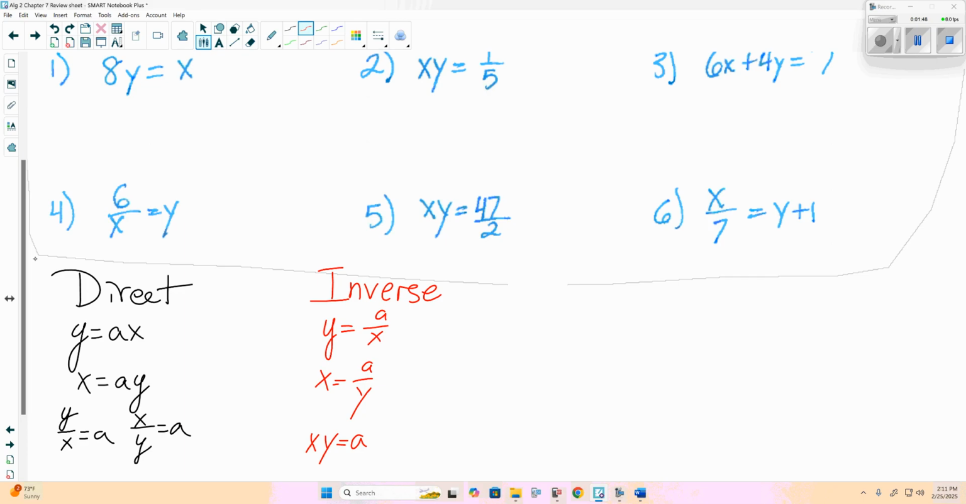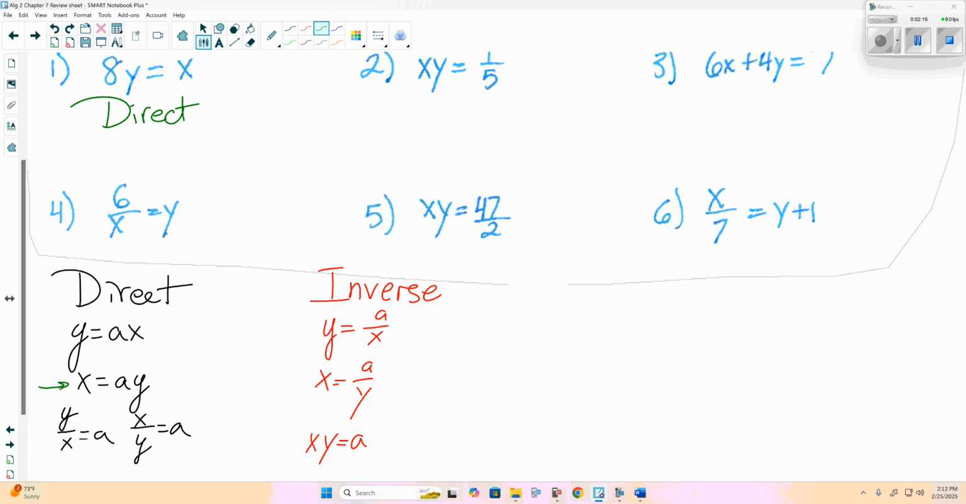Because now all we have to do to figure out if the equation is direct or inverse variation or neither is match them up. So if we look at number 1, 8y equals x. Is that going to be direct, inverse, or neither? It would be direct. It actually matches up to our x is equal to a times y. A in our case is just 8.